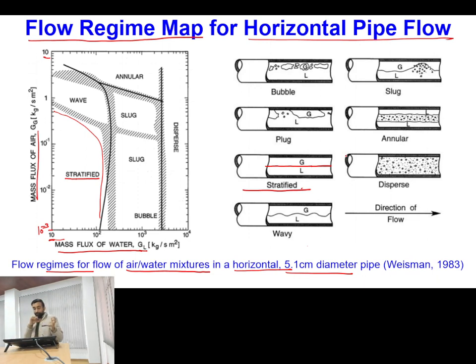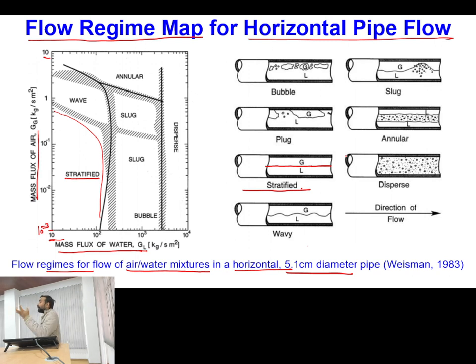Whenever I have a two phase flow pipeline, of course we will have some blower which allows air also to enter the pipe and flow at some particular flow rate, and the liquid is also flowing at some particular flow rate with the help of a pump.